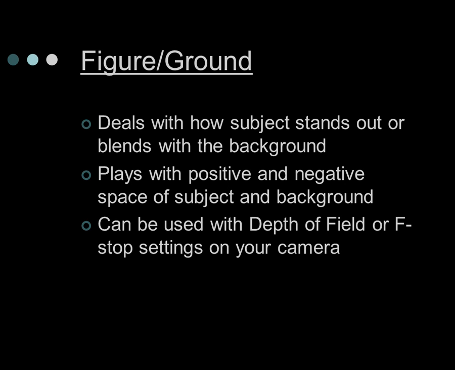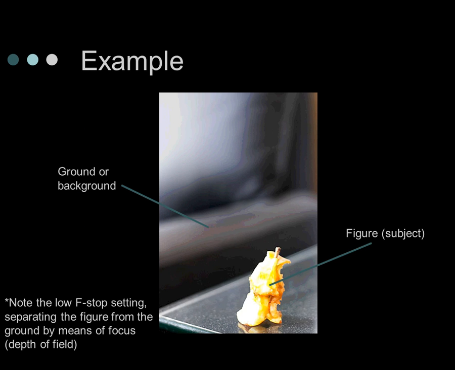The first gestalt theory we'll cover is figure ground. This theory deals with how the subject stands out or blends with the background. Figure ground plays with positive and negative space of subject and the background. It can be used with depth of field or f-stop settings on your camera.